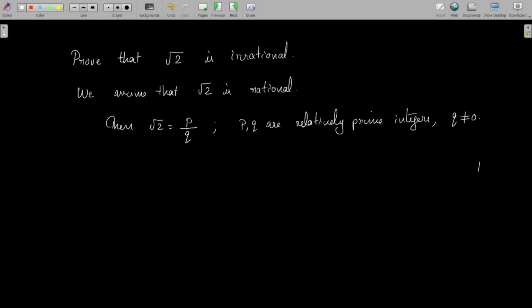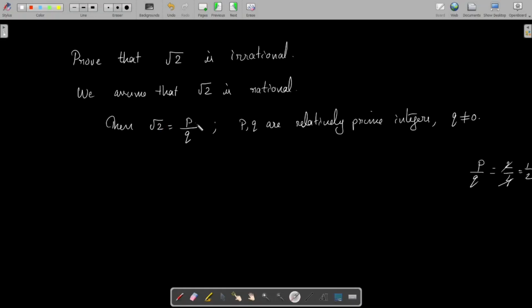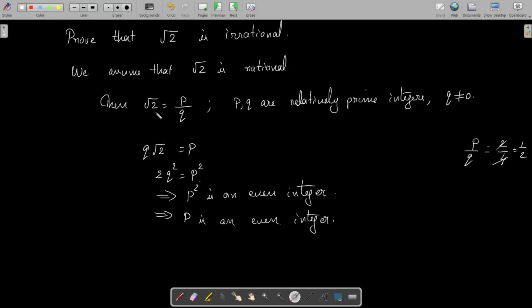For example, if p by q is in the form 2 by 4, we can cancel the common factor 2 and this is equal to 1 by 2. And assume that here we write root 2 as a fraction p by q, where p and q have no common factors. And clearly q is not equal to 0. Then we can write q times root 2 equal to p.